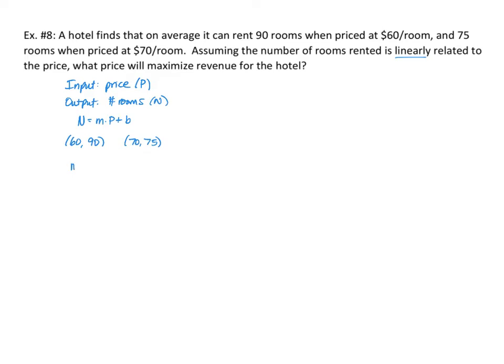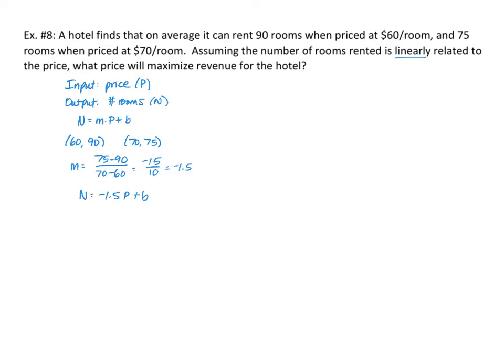So let's find our slope. So 75 minus 90, our outputs in the numerator, all over 70 minus 60, we end up with negative 15 over 10, or negative 1.5. So this is telling us, since it's a negative slope, for each dollar they raise the price, they fill 1.5 less rooms at this particular hotel. So taking that value and one of our points, we can find the b, our initial value for our linear relationship. So we've got that N is equal to negative 1.5 times P plus b.